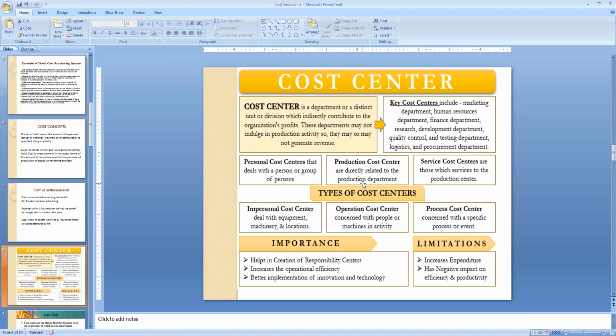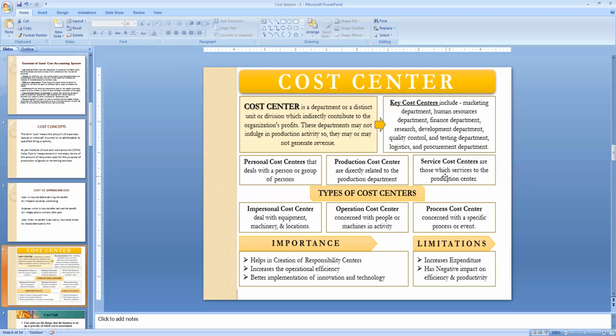And the next one is called the production cost center. What does this production cost center mean? The costs which are allocated related to a production department. The type of cost which is incurred or allocated on the basis of production or to the production department. If you assign the expense that is incurred, that is called production cost center.